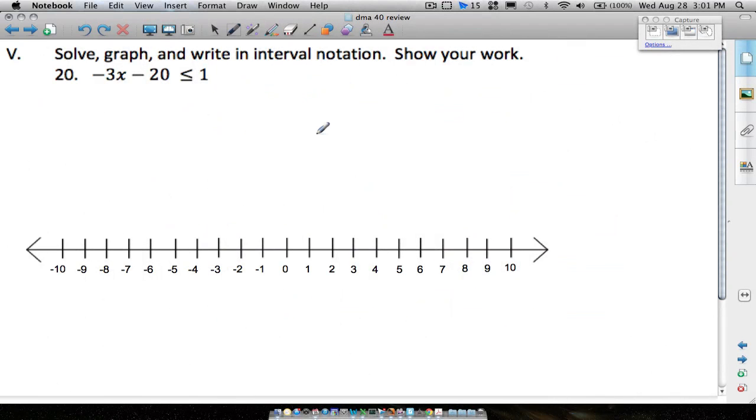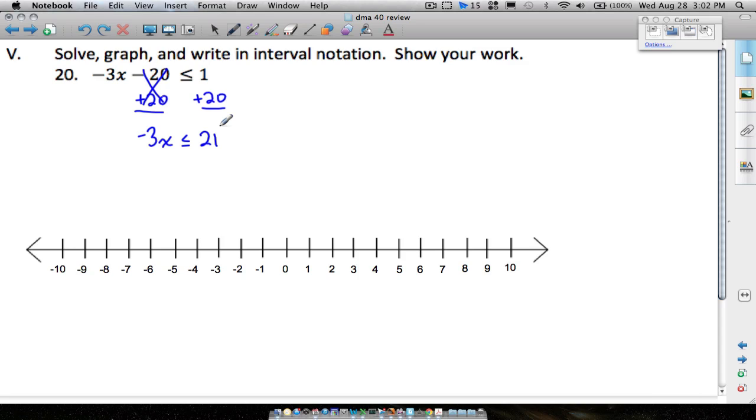Now, last but not least, we have a few inequalities to solve, graph, and then we need to write them in interval notation. In class, I've mentioned this, solving an inequality is a lot like solving an equation. This is the left side of the inequality, this is the right side of the inequality. Just like if it was an equation, you'd have the left side of the equation and the right side of the equation. So let's add 20 to both sides of the inequality. Cancel the 20s out, bring down what you have left. Negative 3x is less than or equal to 21.